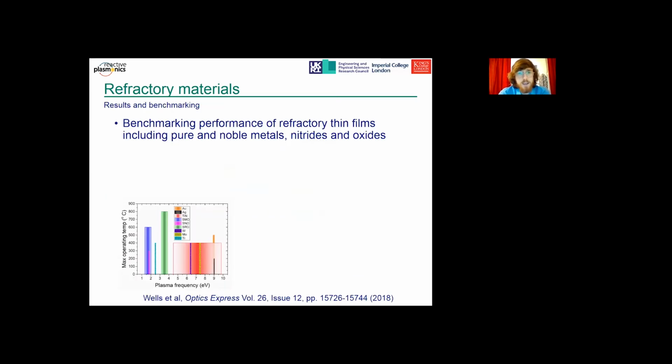In addition to this theoretical benchmarking, we've also been verifying these results experimentally. So with thin films of the refractory metals, noble metals, nitrides, and oxides, we assess the temperature stability and also their spectral tunability. And this was published in Optics Express recently.